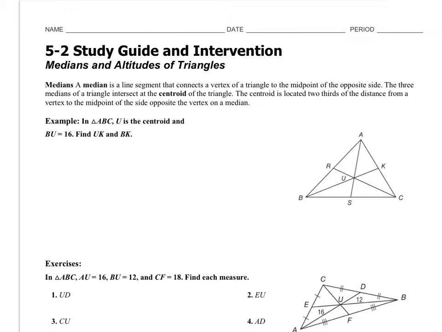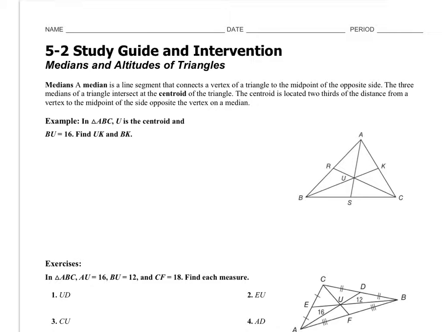In lesson 5.2, we talked about medians and altitudes. So the first topic was medians. A median is a line segment that connects a vertex of a triangle to the midpoint of the opposite side. So we're going to need the midpoint formula to find the point on the opposite side, typically, at least if we're on a coordinate plane.